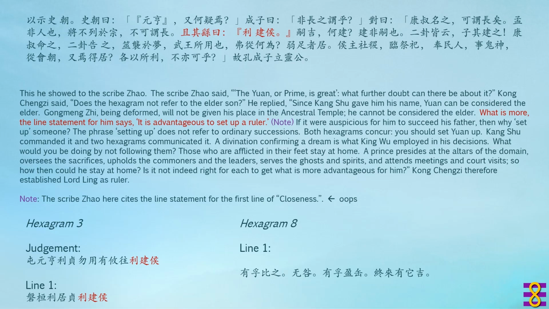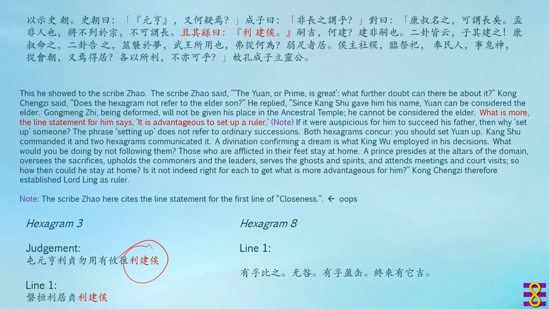And there's a note there which I will tell later about. It's the note from the translators of the Zuozhuan. "If it were auspicious for him to succeed his father, then why set up someone? The phrase setting up does not refer to ordinary successions." And actually, this scribe Zhao is right about this. What he is referring to is, in the judgment text, these three characters, Li Jian Hou, which actually means that it is good, profitable, or advantageous, or whatever you want to call it, to set up, to establish feudal lords.